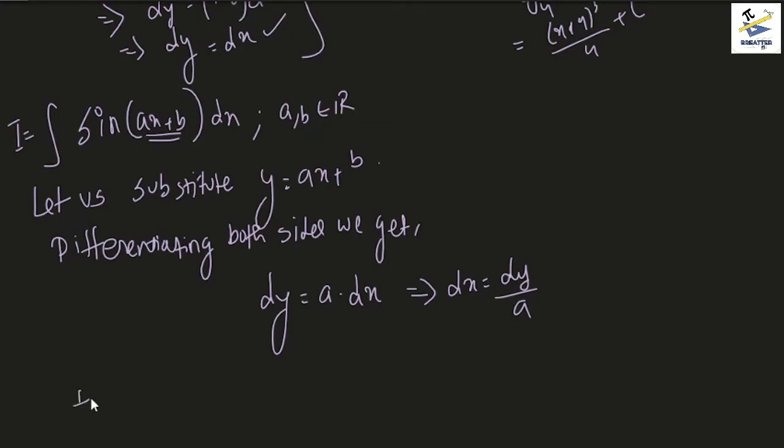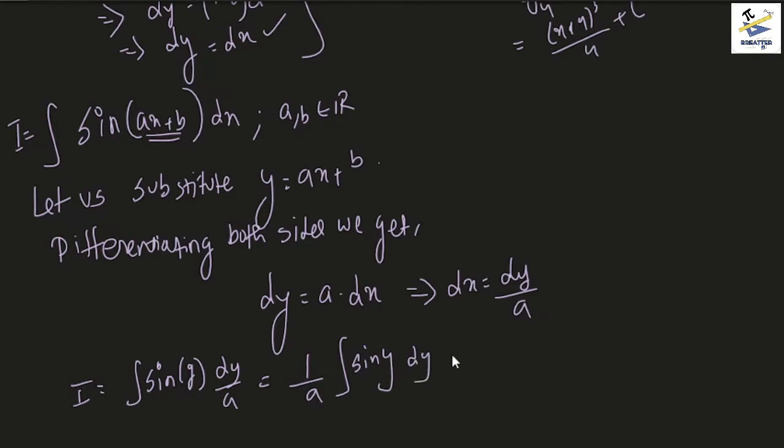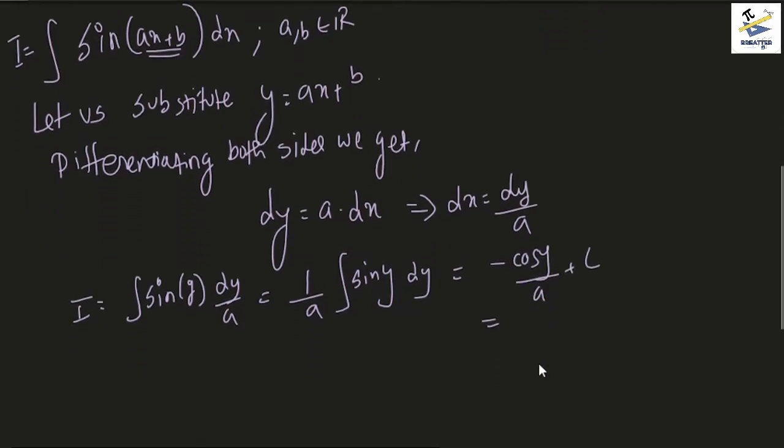Now this would turn our integration into something like this. It would be sine of y, because ax plus b is y, and dx would be dy by a, and this would give you 1 by a times the integral of sine y dy. Now we know the integration of sine y is just minus cos y, so the answer would be minus cos y by a plus c. And it is time to put back the variable which we substituted, which would give us minus cosine of (ax plus b) by a plus c, which is the answer for our integration.